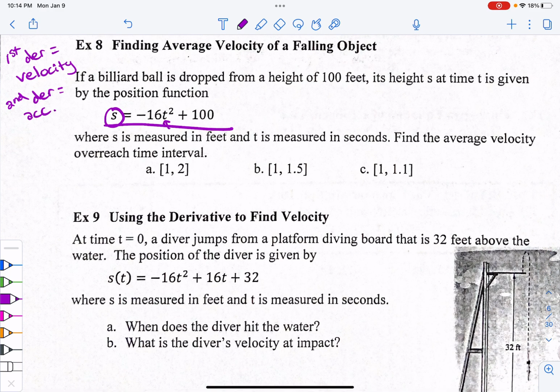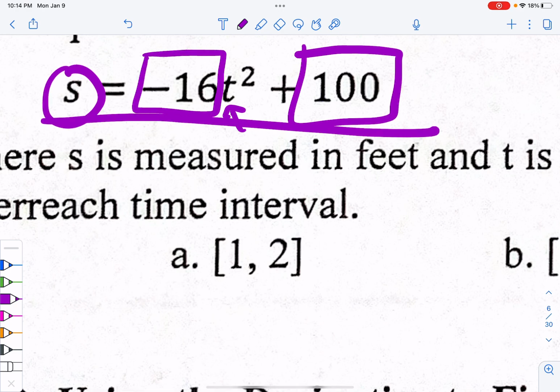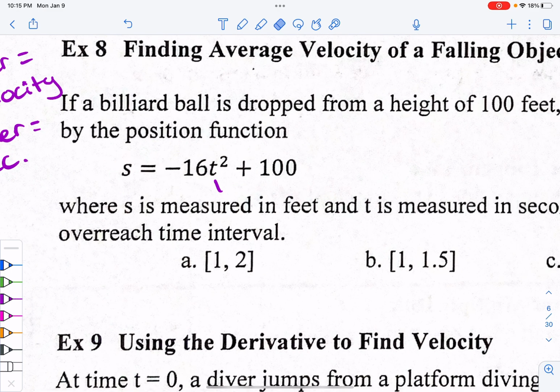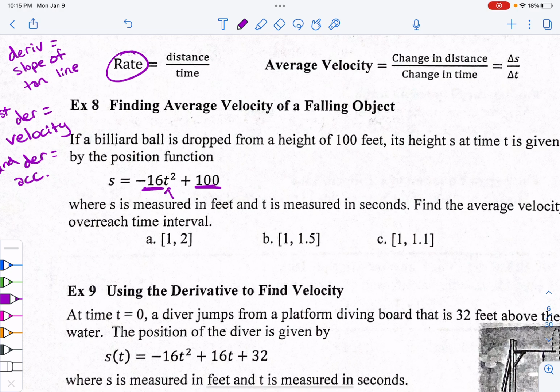Okay. So a billiard ball is dropped from a height of 100 feet. That's where the 100 comes into play. Do you guys remember the negative 16? That's the acceleration due to gravity in feet per second. It's like 9.8 meters per second, if you remember that from physics. But there you go. There's where your numbers come from, your function. 100 is my starting height. Negative 16 is my acceleration due to gravity. S is measured in feet, and t is measured in seconds. So at a time of whatever, I can figure out what my height is, okay?